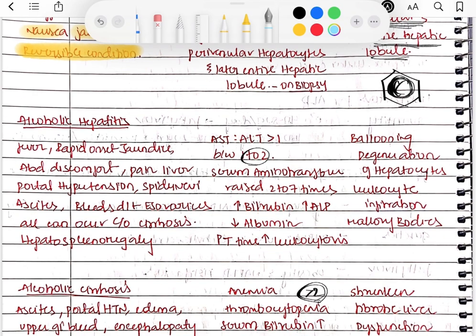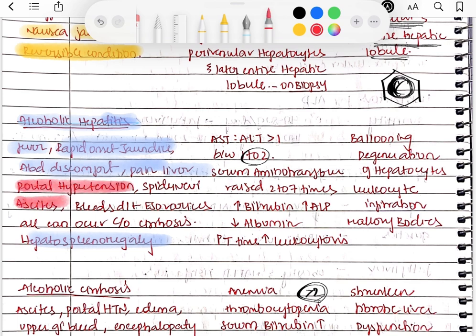Now coming to the next stage, which is alcoholic hepatitis. "Itis" means inflammation, so there will be fever and rapid onset of jaundice, abdominal pain, discomfort, and hepatosplenomegaly. Also, you have to keep this in mind: portal hypertension, ascites, bleeding from esophageal varices, and spider nevi. Everything is involved except cirrhosis. So portal hypertension, ascites, esophageal varices, everything is involved in this alcoholic hepatitis stage except cirrhosis. Cirrhosis will be seen in the third stage. So this is about alcoholic hepatitis symptoms.